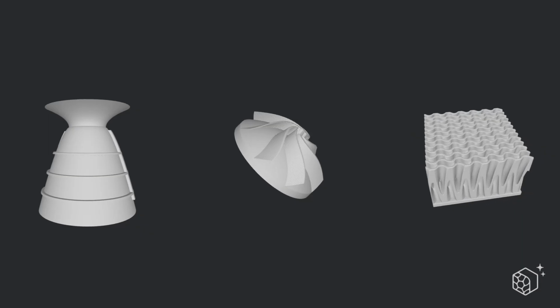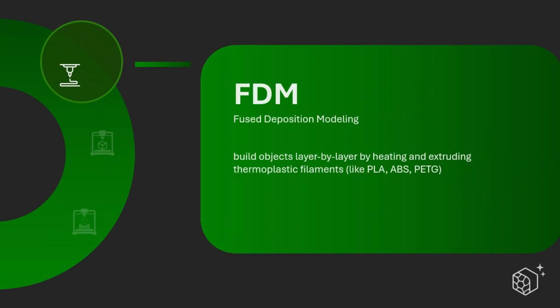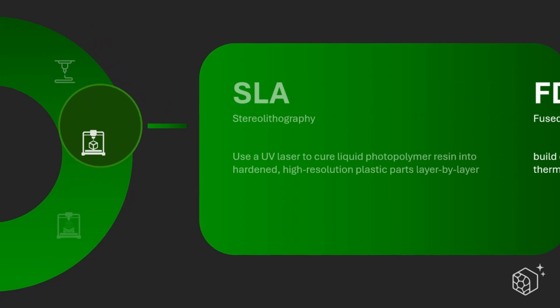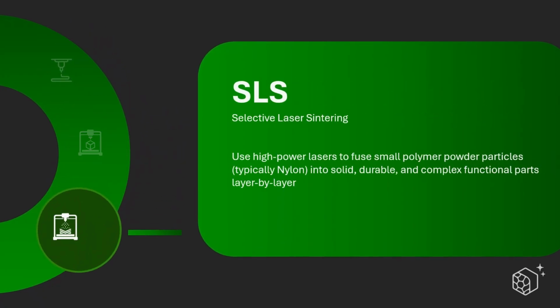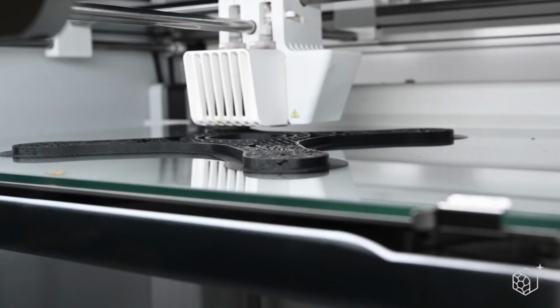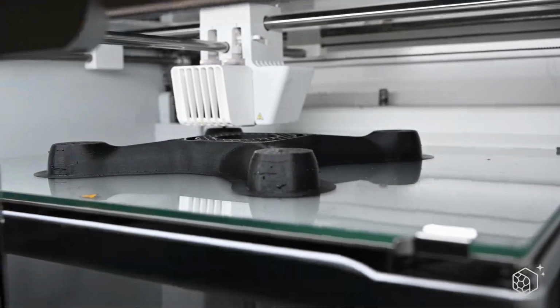Did you know that the same 3D model can look completely different depending on the printing method used? In today's video, we'll compare three of the most popular 3D printing technologies: FDM, SLA, and SLS. Let's explore how these technologies work and when to use each one.